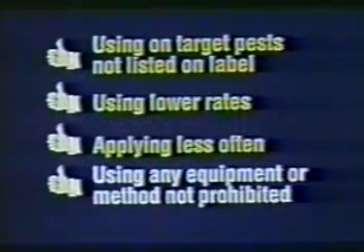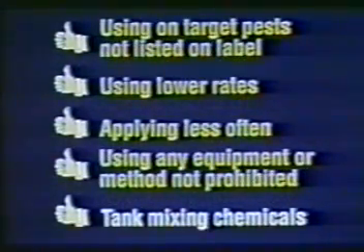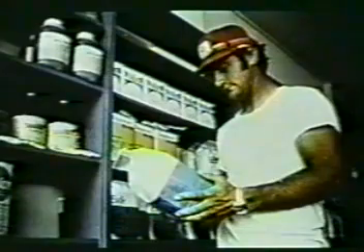Use any equipment or method of application not prohibited on the label. For example, many labels now prohibit applying the product through an irrigation system, but other permissible application methods may not be listed. And you may mix 2 or more pesticides in the same tank mix, if not prohibited by the labeling. Remember, the label on the container may direct you to other important sources of information.